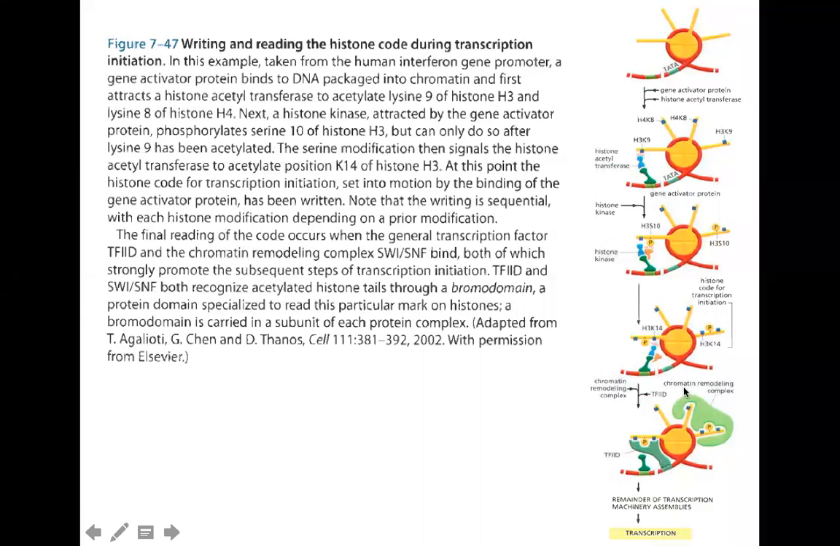On the other hand, SWI/SNF also binds to the other side of the histone proteins. Together, we now have the SWI/SNF chromatin remodeling complex and transcription factor 2D. Then they trigger the rest of the transcription process, and you already know that transcription factors 2A, 2B and 2H are recruited later. We have previously discussed this, but this is how a histone code is read and written during transcription initiation.